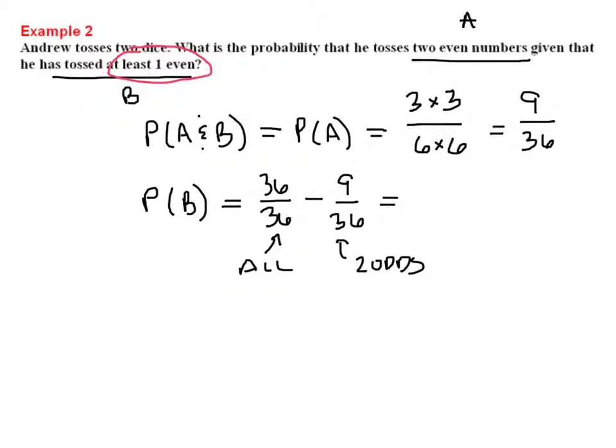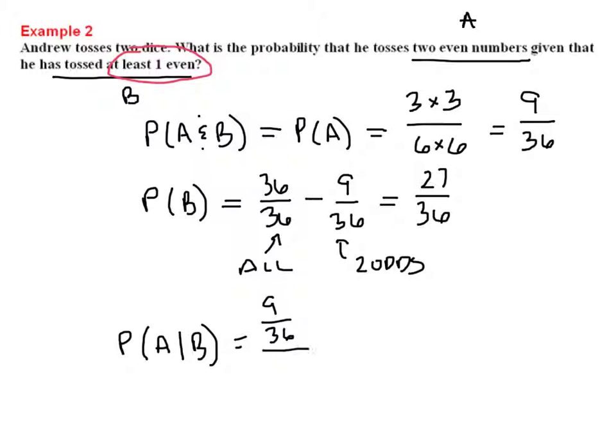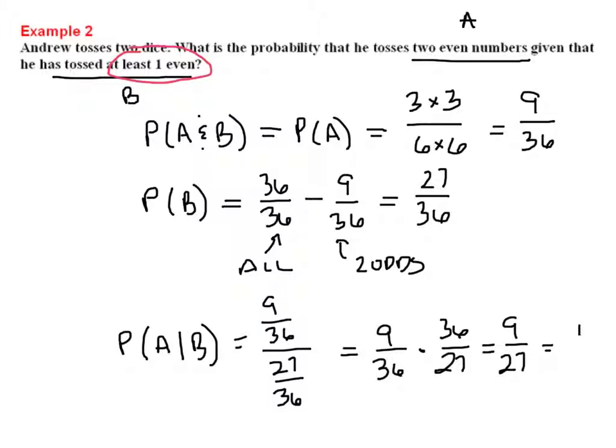So either one would be even or both would be even. So that leaves me with 27 out of 36. So now, the probability of A happening given B would be 9 out of 36 divided by 27 out of 36, which simplifies to 9 out of 36 times 36 out of 27, which is 9 out of 27, which is 1 out of 3.